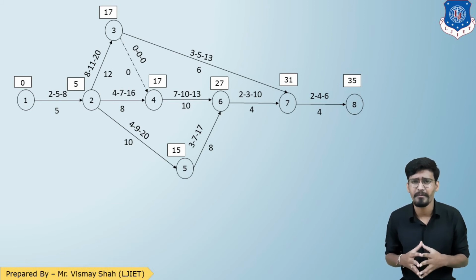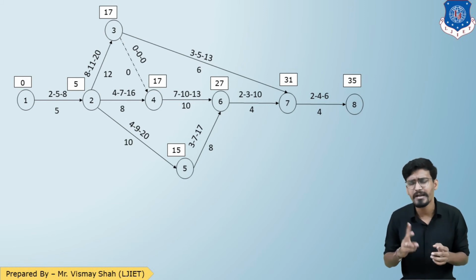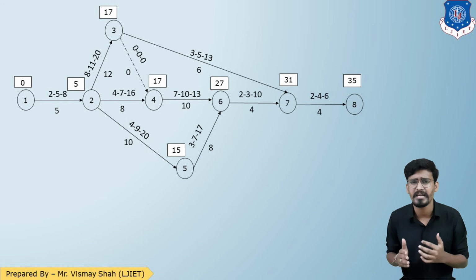Let us see event number 6. For event number 6, there is only one path, 4 to 6, 17 plus 10, 27. Now for event number 7, there are two ways, 3 to 7 and 6 to 7. If I go from 3 to 7, 17 plus 6, 23, and if I go from 6 to 7, 27 plus 4, 31. So the maximum is 31. And the last activity is 7 to 8, 31 plus 4, 35.